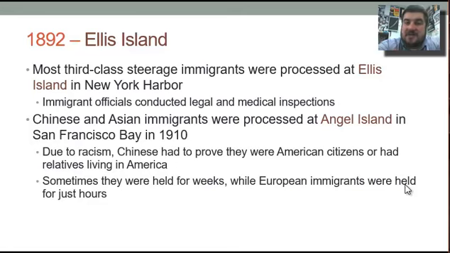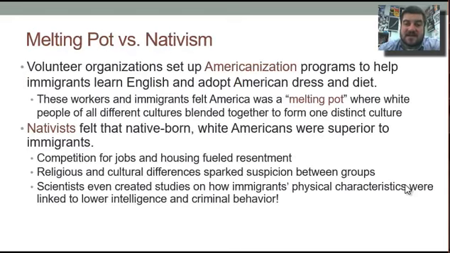Otherwise, they were turned back. We didn't want Chinese here in America. Sometimes at Ellis and Angel Island, they could be held for weeks in quarantine, and usually European immigrants are held for just hours, but there are some exceptions to that rule. But still, due to racism, they're held there for weeks, and they aren't let go until, for a variety of reasons, but it's all due to discrimination because they aren't white.